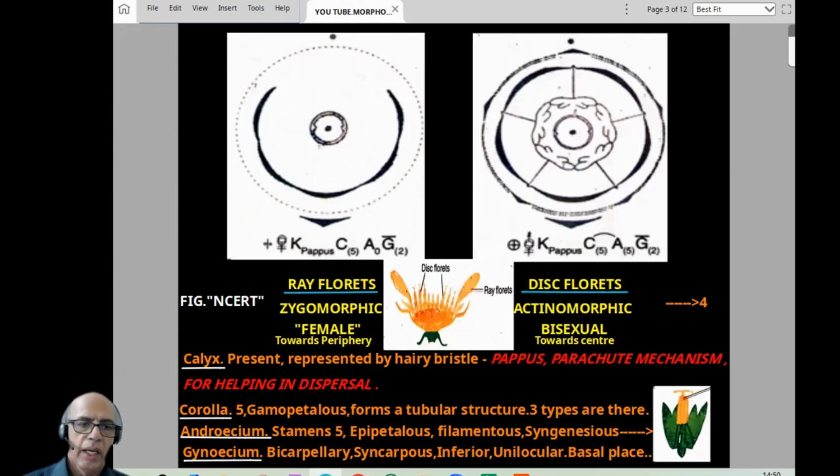Calyx. Now coming into corolla. Corolla, 5 in number, floral formula you can check there. It is gamopetalous, forms a tubular structure. And here also 3 types are there, not needed that much, just 3 types are there.